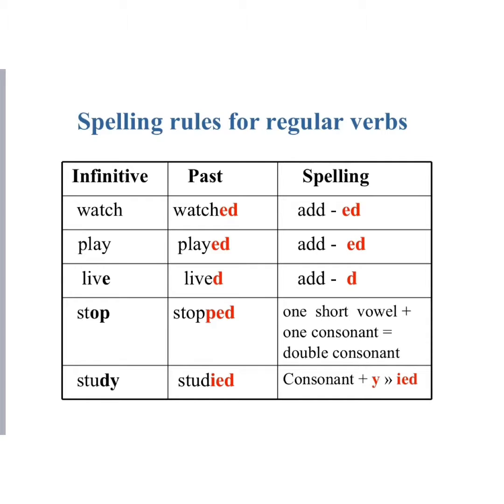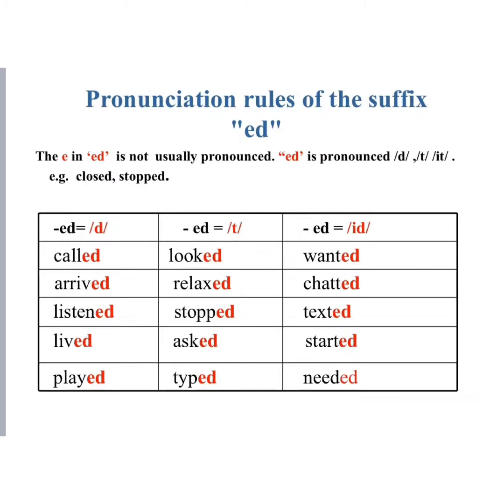If the verb ends in y and there is a consonant before y, y is usually changed into i, and then we add the suffix -ed. We must follow not only spelling rules but pronunciation rules too. The suffix -ed is pronounced in three variants according to its position.